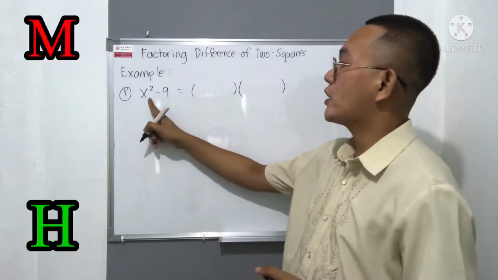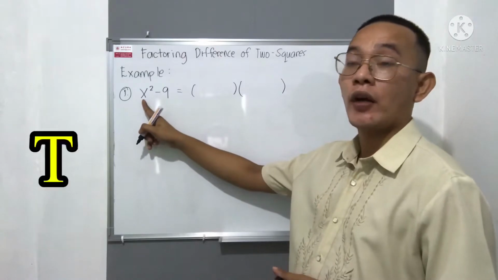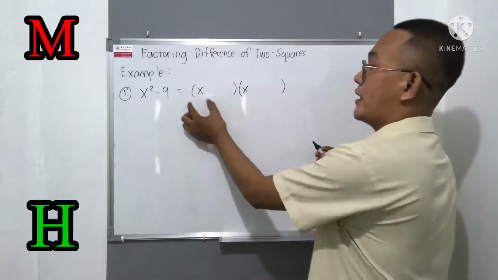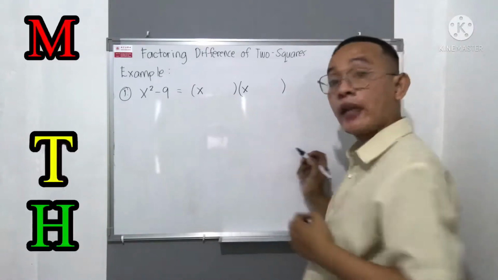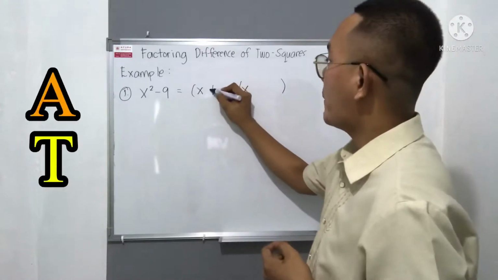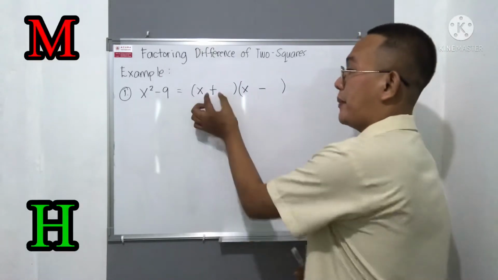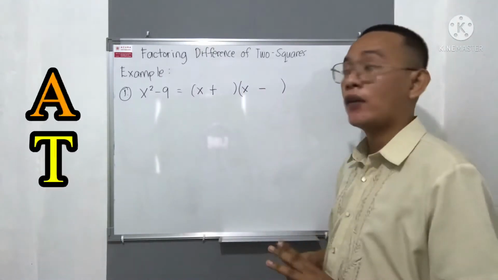Okay, so for x squared, ano ang kanyang square root or ano ang kanyang magiging root? So we have x and then x. X times x equals x squared. And then we have a positive and negative sign for both factors. Isang positive at isang negative sa dalawang factor natin.